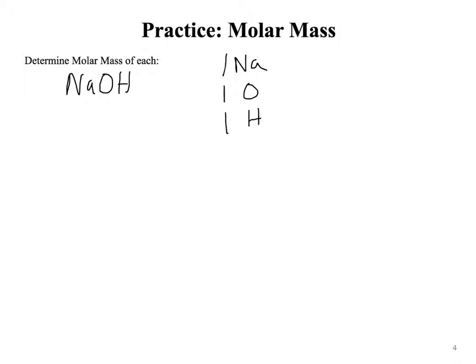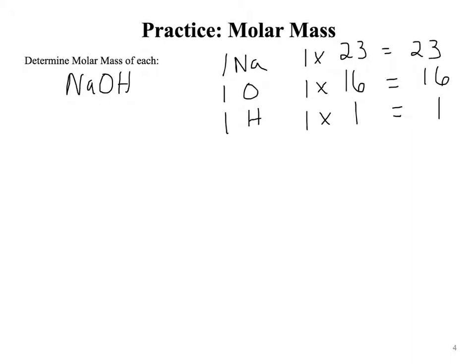So we're going to say 1 times the molar mass of sodium, which is 23. 1 oxygen times the molar mass of oxygen, which is 16. And 1 hydrogen times the molar mass of hydrogen, which is 1. So that's just going to be 1. You're going to add these numbers up. 23 plus 16 plus 1 is 40 grams per mole. So the molar mass for sodium hydroxide is 40 grams per mole.